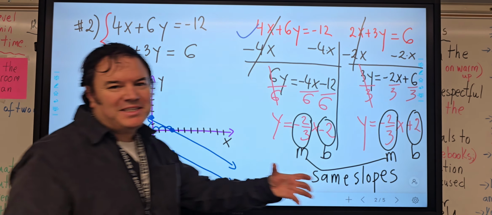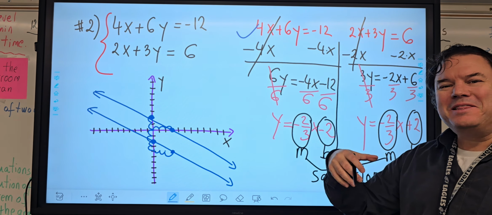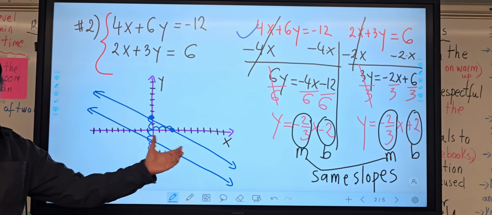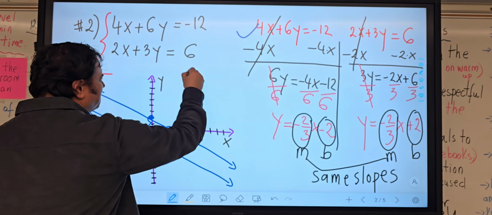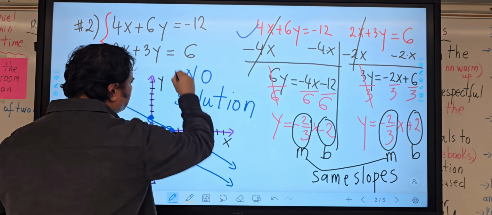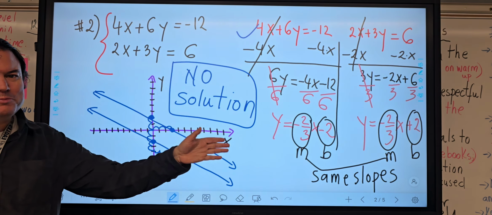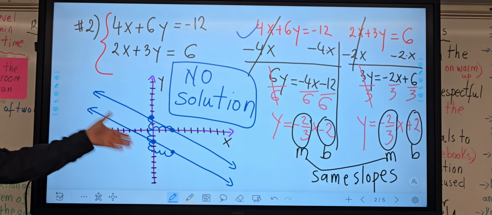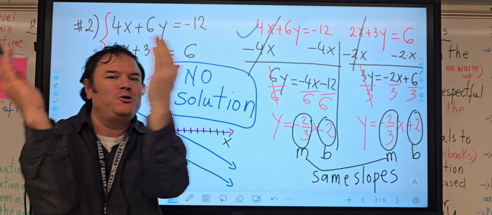So in this case, we see that the lines are parallel, right? It means that there's no solution. Because the lines are never intersecting, they cannot intersect because they are parallel. So the answer is no solution. I want you to remember that again, if both equations have the same slopes but different y-intercepts, the lines are going to be parallel. No solution.